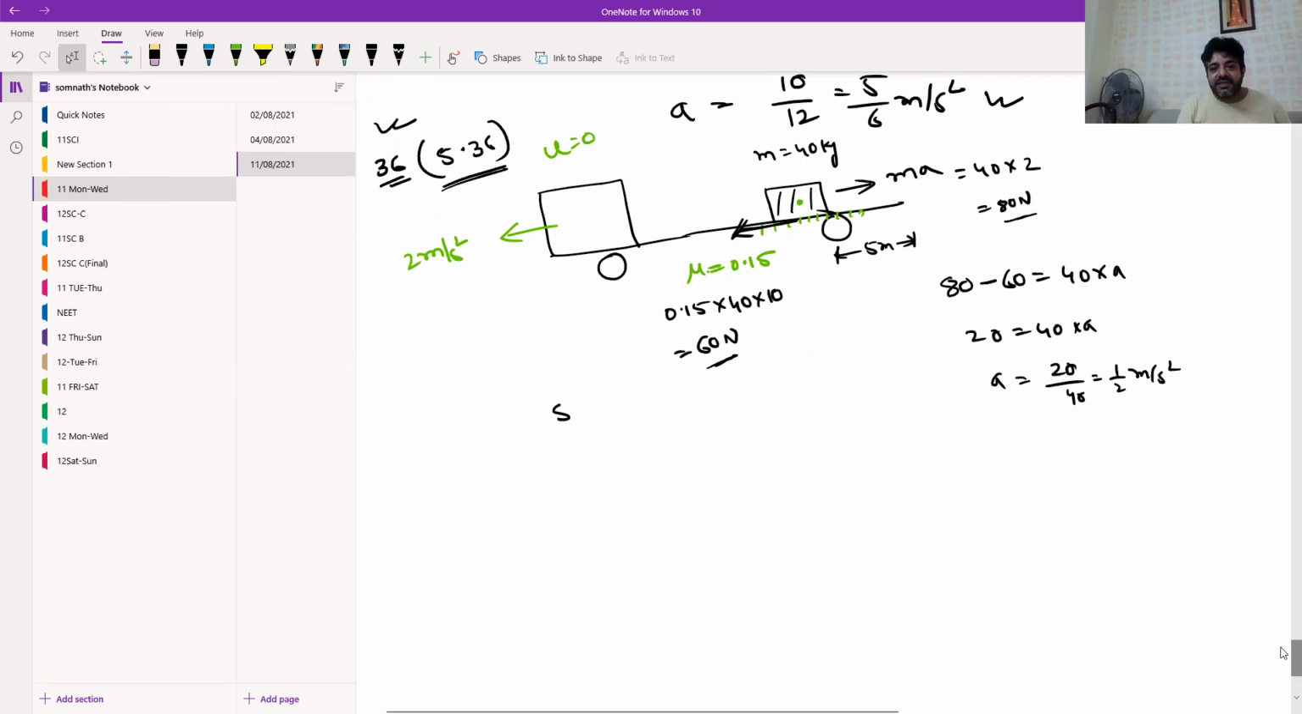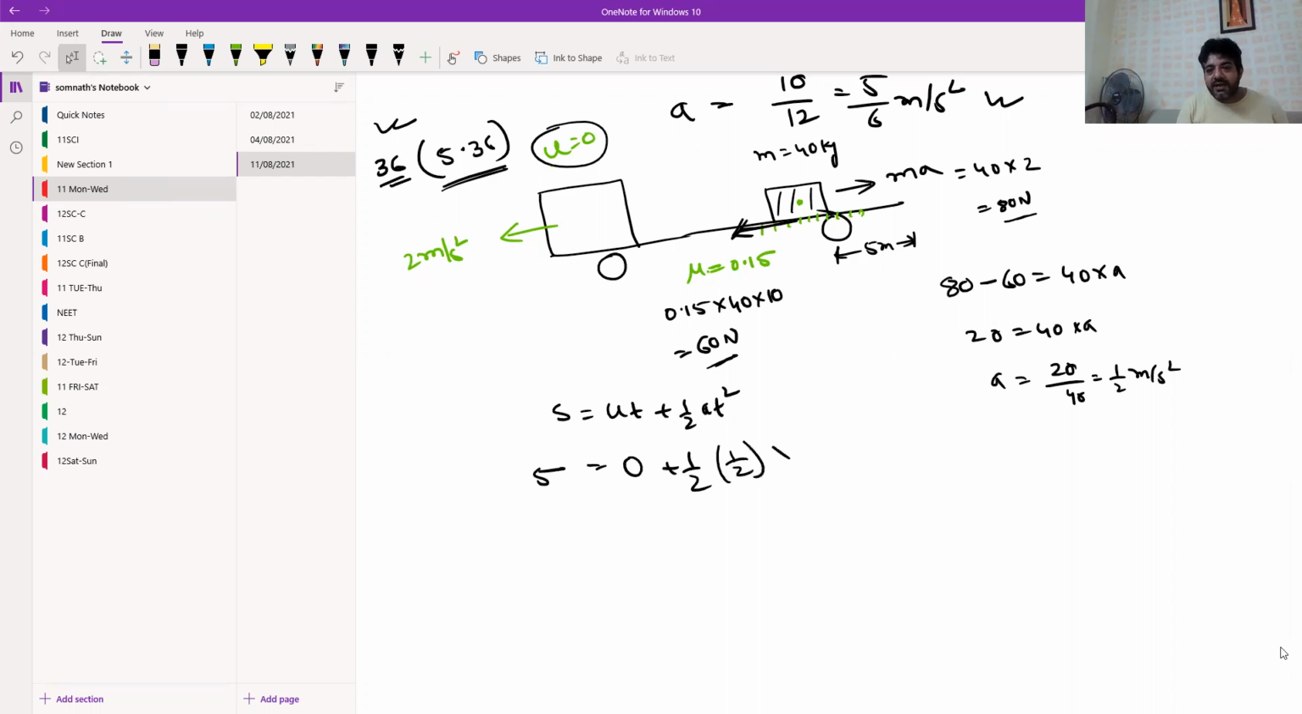So we can use s = ut + half at square. And as it is given, initially it's starting from rest, so I can use u is 0, s is 5, half. I already found the acceleration of the block, so 5 = half into half into t square. That means t square is 20. t is root under 20 seconds. Yes or no? Yes, sir.